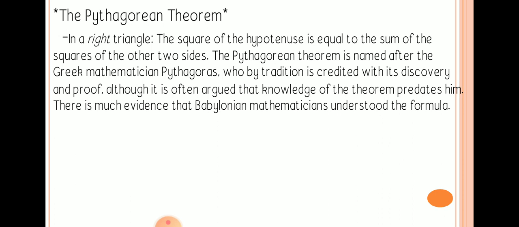The Pythagorean theorem. In a right triangle, the square of the hypotenuse is equal to the sum of the squares of the other two sides. The Pythagorean theorem is named after the Greek mathematician Pythagoras, who by tradition is credited with its discovery and proof, although it is often argued that knowledge of the theorem predates him. There is much evidence that Babylonian mathematicians understood the formula.